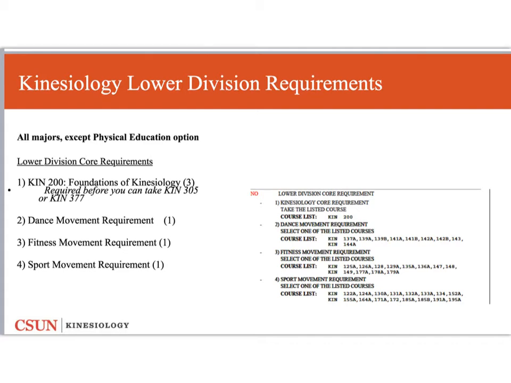The other lower division core requirements are our movement requirements. So everybody needs one dance class, one fitness class, one sport class. Some of you may have taken these at community college, but take the time now to look at your DPR and see what you're getting credit for, what you still need to take. These are not priority. In other words, you don't have to take these right away because they are not prerequisites for anything. So you will need them before you graduate, but you don't need to rush to get these in.